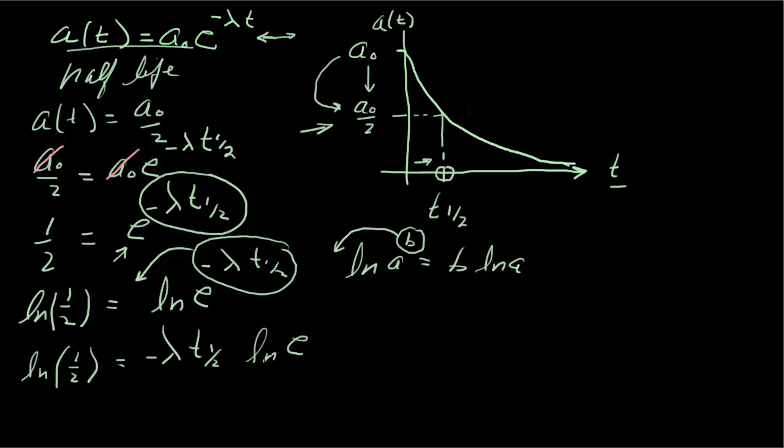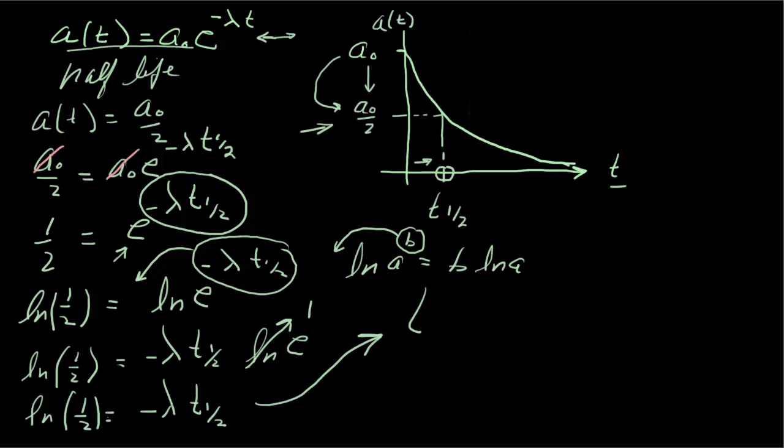We should know that the natural log of e, it's the power that you raise the base e to in order to get e. So we know that this is going to be equal to 1. And this just gives us then that we have the natural log of 1/2 is equal to minus lambda t1/2. And from there, it's a simple matter to solve for t1/2. T1/2 is just going to be equal to, we'll take the natural log, calculate whatever the natural log of 1/2 is, and we'll divide that by minus the decay constant.